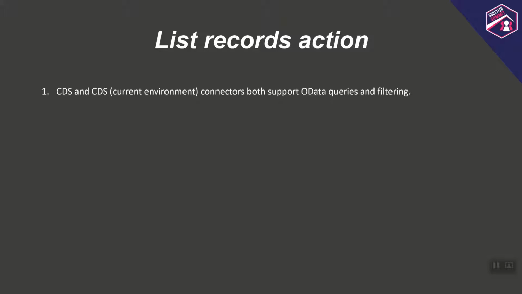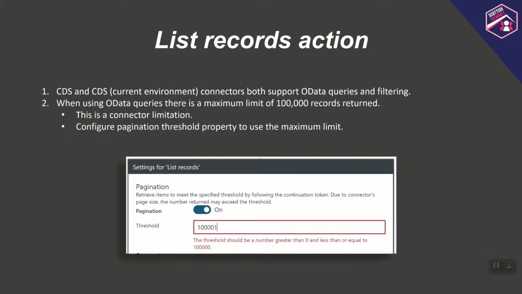Both CDS and the CDS current environment connector support OData querying and filtering. However, if you're using OData queries, there's a maximum limit of 100,000 records returned. So if your query is supposed to return more than 100,000 records, this action can only return up to the 100,000 records limit. This is a connector limitation at the moment.